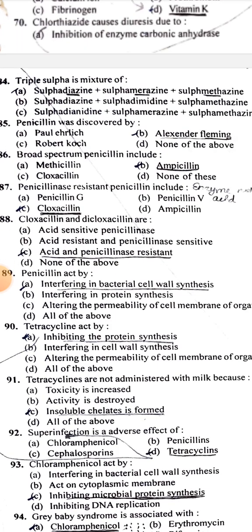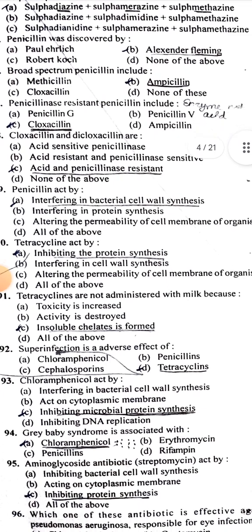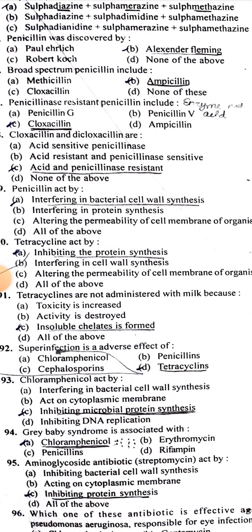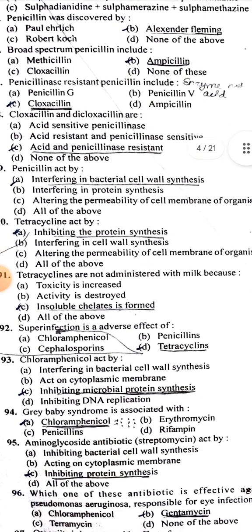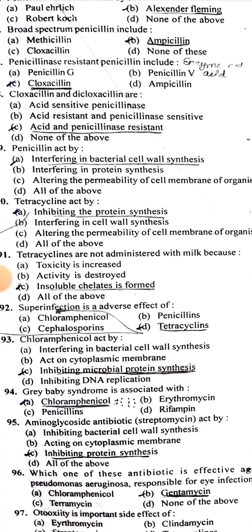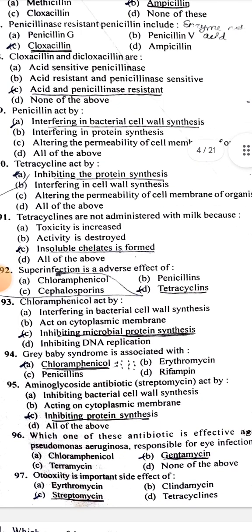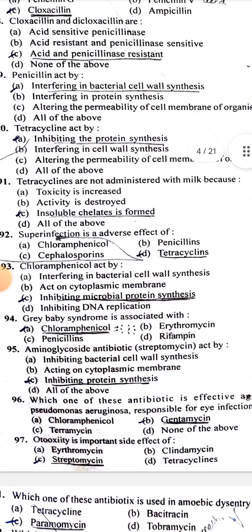Tetracycline acts by inhibiting protein synthesis. Tetracyclines are not administered with milk because it forms insoluble chelate. Superinfection is an adverse effect of tetracyclines. Chloramphenicol acts by inhibiting microbial protein synthesis. Gray baby syndrome is associated with chloramphenicol.